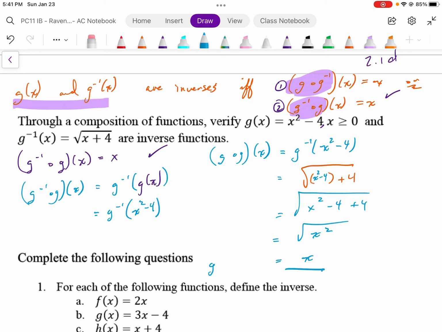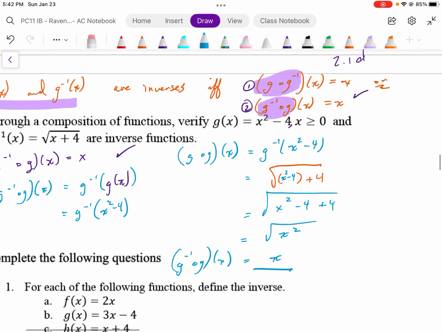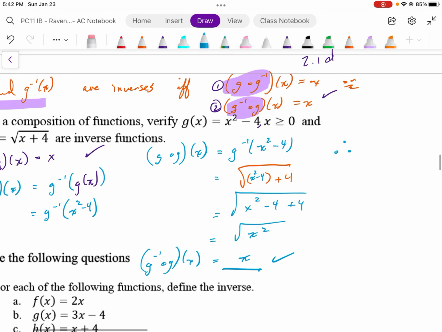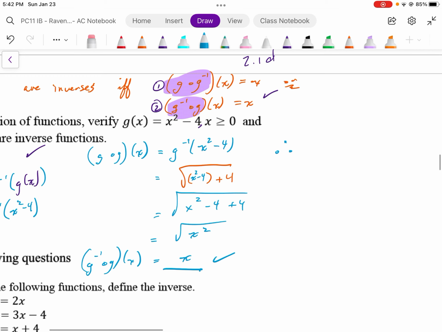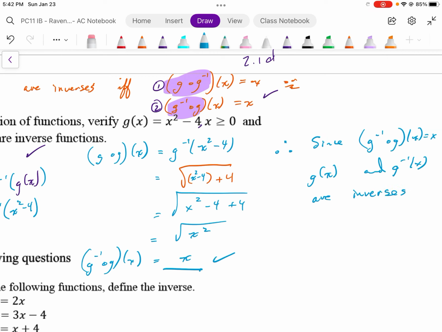So believe it or not, g inverse composed with g of x is equal to x. And I've demonstrated that this property is true. Therefore, since g inverse of g of x is equal to x, g of x and g inverse of x are inverses. And I'm done.